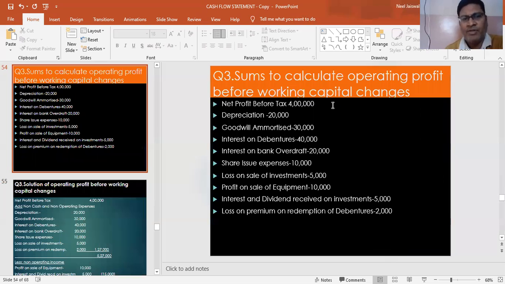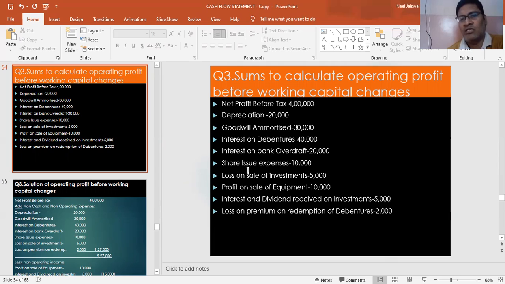Okay. Now let's do a sum. Sums to calculate operating profit before working capital changes. The sum is given: net profit before tax is 4 lakhs, depreciation is 20,000, goodwill amortized value is 30,000, interest on debenture 40,000, interest on bank overdraft is 20,000, share issue expenses 10,000, loss on sale of investment 5,000, profit on sale of equipment 10,000, and interest and dividend received is 5,000, and loss on premium on redemption is 2,000.